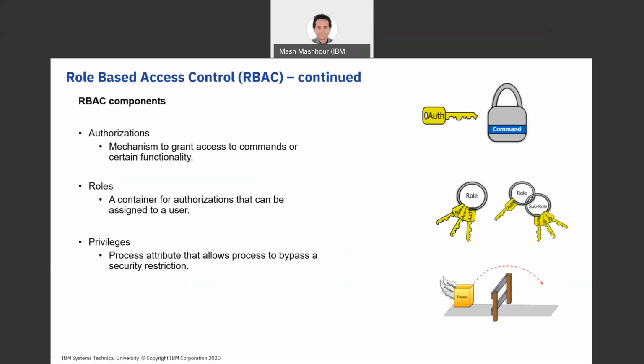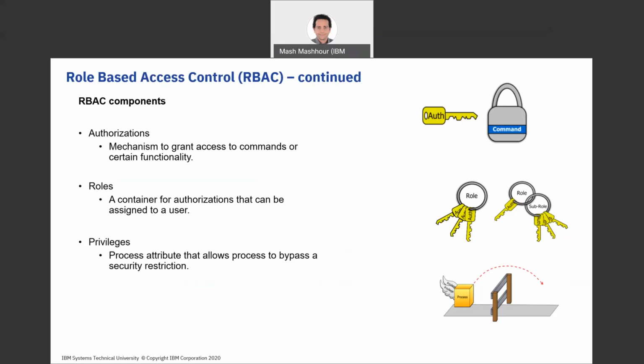What are exactly the components for the RBAC? The AIX RBAC components are three components: the authorizations, the roles, and the privileges. The authorization is just a mechanism to grant access to commands or functions. We have ready authorizations in AIX, or you can create your own authorization for specific commands run.